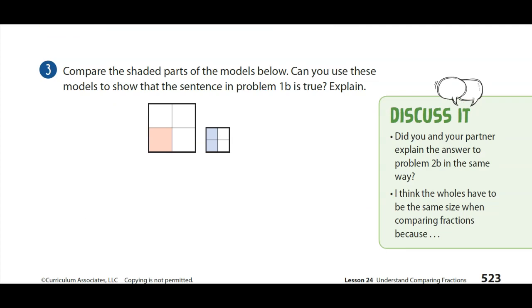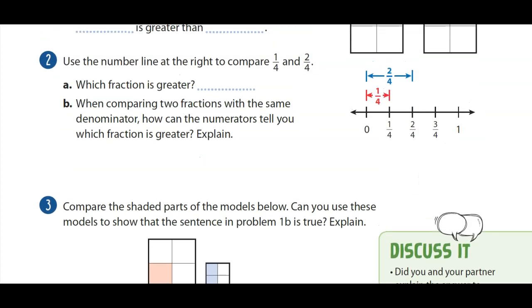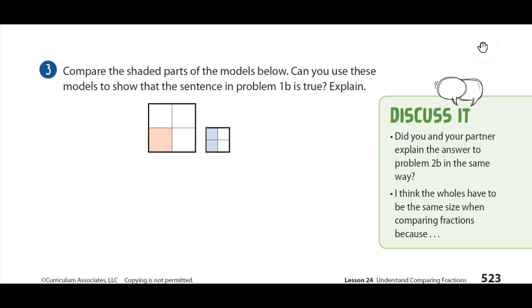See, now it says compare the shaded parts of the models below. Can you use these models to show that the sentence in problem 1b is true? Well, let's see what they did for 1b. When comparing 2 fractions with the same denominator, how can the numerators tell you which fraction is greater? Well, depending on which numerator is the biggest, right? So this is still 1/4. This is still 2/4. Okay?